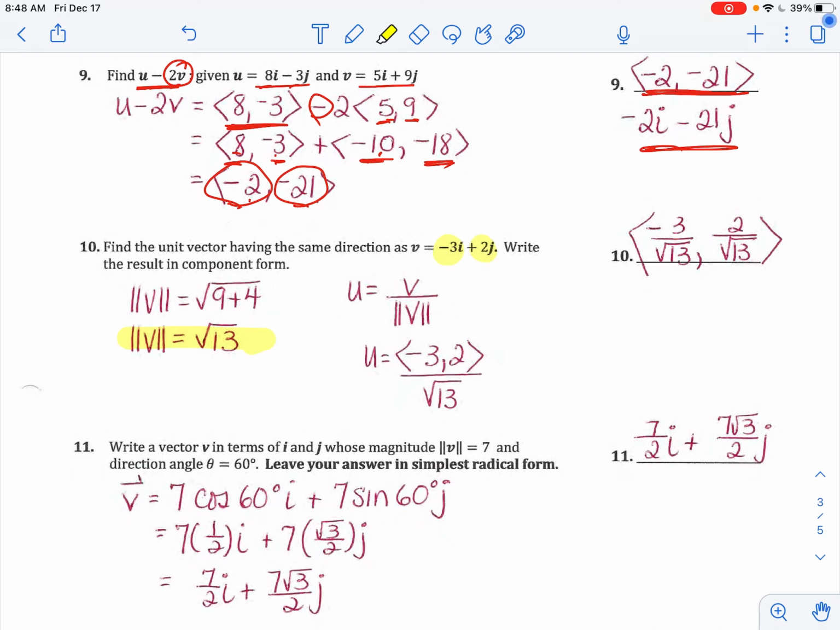So how do you find the unit vector then? It's basically each component divided by the square root of 13. So when you write it in component form, it's going to be negative 3 over the square root of 13, 2 over the square root of 13. We could rationalize it, but we'll just leave it.